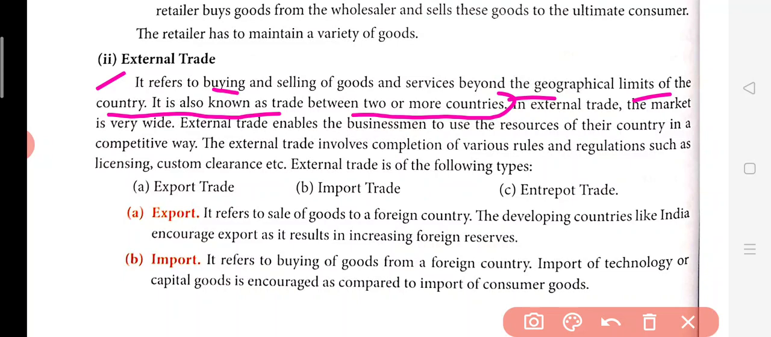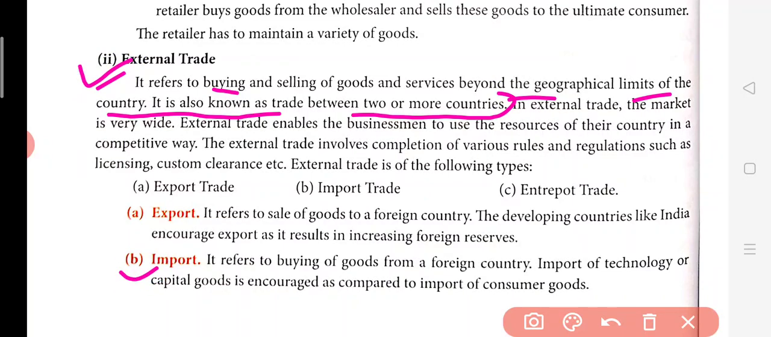So what is external trade? When you are selling your goods and services to, or purchasing goods and services from, another country, it is a trade between one country and the other, like India purchasing something from China. Here two countries are involved, India and China. So it is called external trade. Now here China will be paid in their currency if you are purchasing something from China. So it is called import.